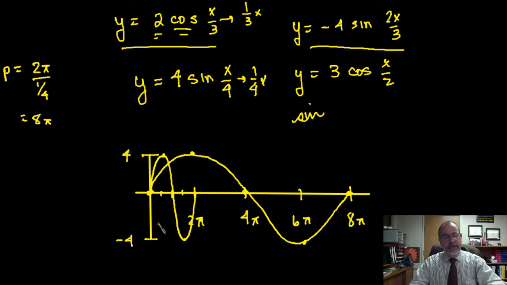So you can see that this has really been stretched out horizontally, taking this side and stretching it all the way out here, where it takes this whole time in order to make one full cycle, rather than completing it in just this 2 pi cycle.